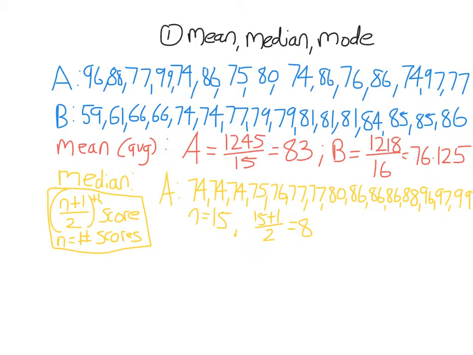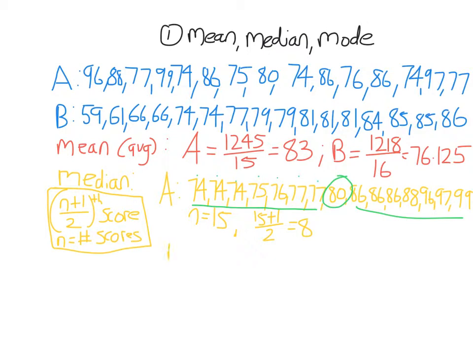It doesn't matter whether you consider it the 8th smallest or 8th largest, they're the same thing. So go 1, 2, 3, 4, 5, 6, 7, 8. So 80 is the middle score. There are the same number of scores below it as there are above it. There are 7 scores less than or equal to 80, and 7 scores greater than or equal to 80. So the median for Class A is 80.